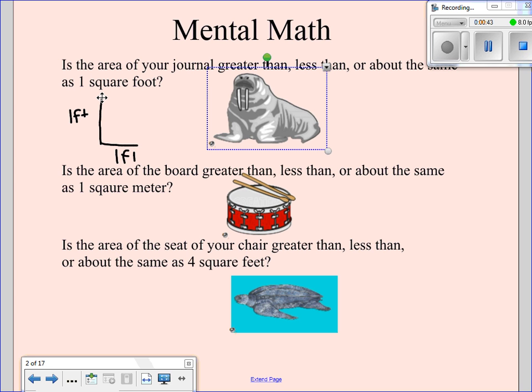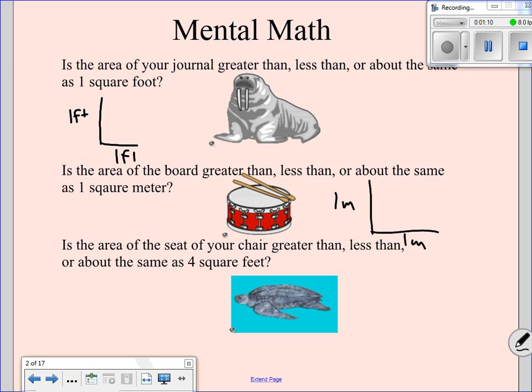Kind of funny. The next one is: is the area of a board greater than, less than, or about the same as 1 square meter? Okay, so we're dealing with a board, the smart board, 1 square meter. So think about the smart board. If you don't know what a meter is, think about a yard, but you should know what a meter is. We have 1 meter, another meter. I'm at the smart board right now, and I would say that is about the size of our smart board. Okay, let's take a look at another one.